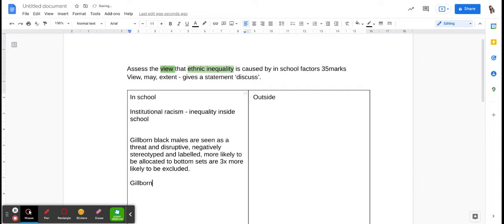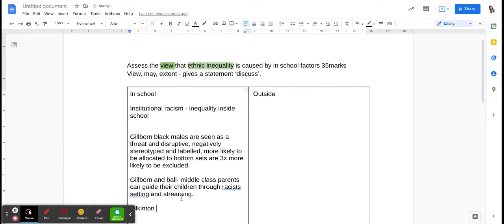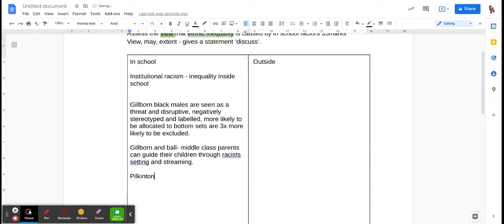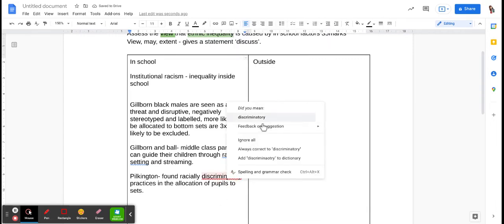With him is himself, Gilbourne and Bull. Middle class parents can guide their children through racist setting and streaming. Gilbourne, and Bull, and in the grid as well is Pilkington. For Pilkington, it's very short. He found racially discriminatory practices in the allocation of pupils to sets. So they're all in the same section of the grid, all under the category of racism.